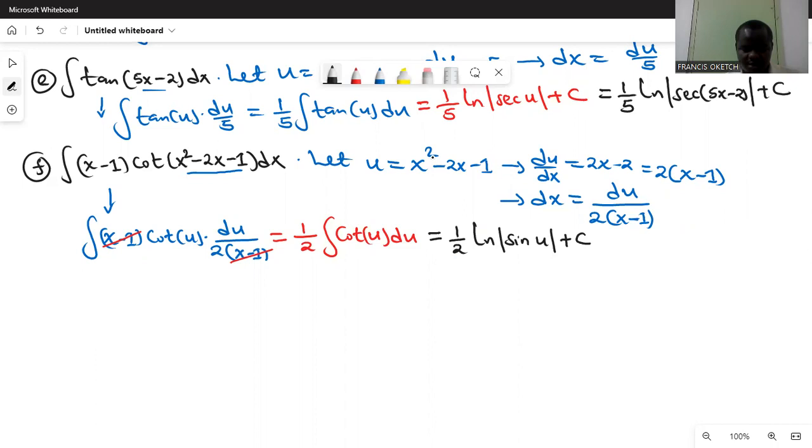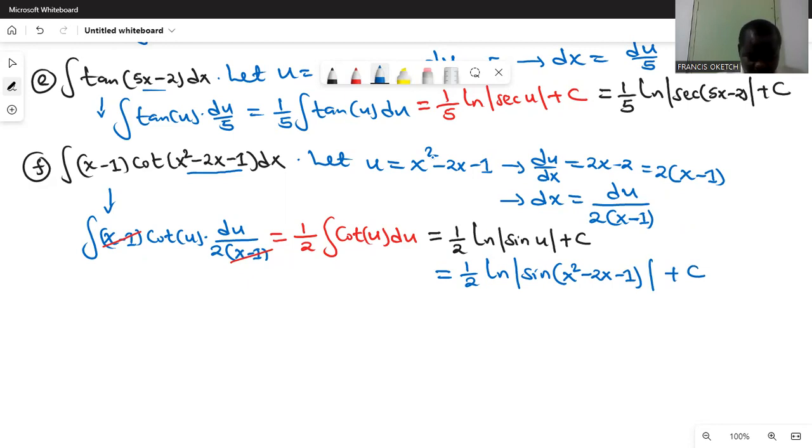So you need to replace u. Our u in this case is x squared minus 2x minus 1. So when you make that substitution, we are going to get our answer as 1 over 2 ln of sine of x squared minus 2x minus 1. That is u. And then there's a constant c of integration.